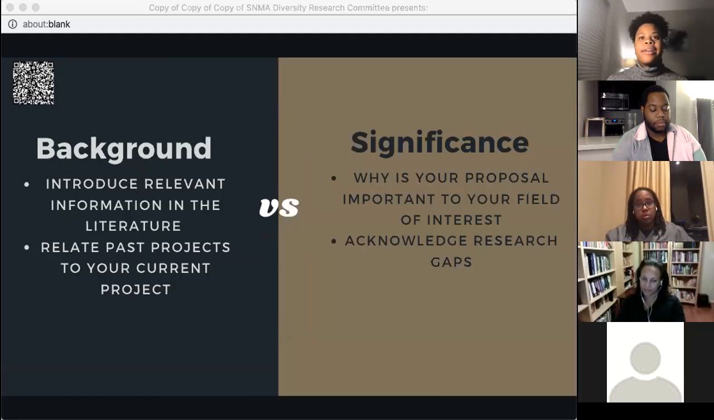Okay. So background versus significance. This was something that was very difficult for me because I always saw the two of them put together. Background is more so you introducing relevant information that's in the literature, and you're also finding an opportunity to relate past projects to your current project.